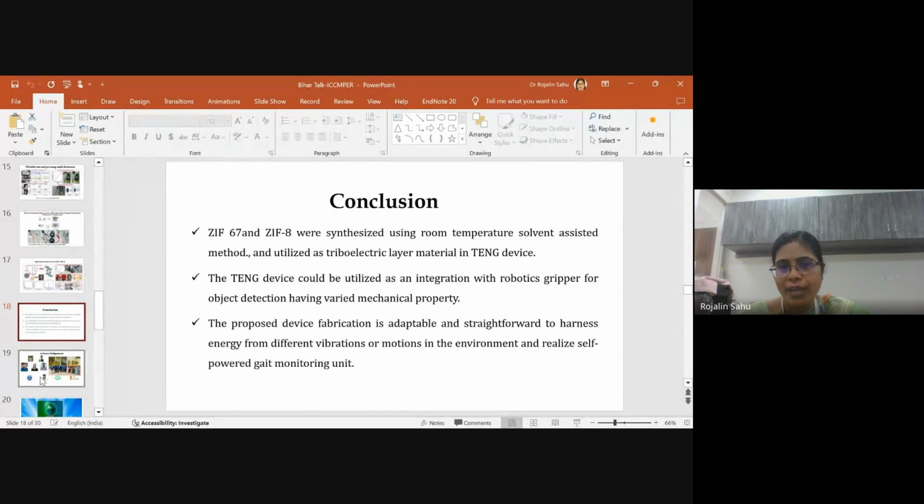It is a hybrid material, and the output voltage and the current are measured, and it is being used for powering small electronic devices, and we have tried to understand the real life application.